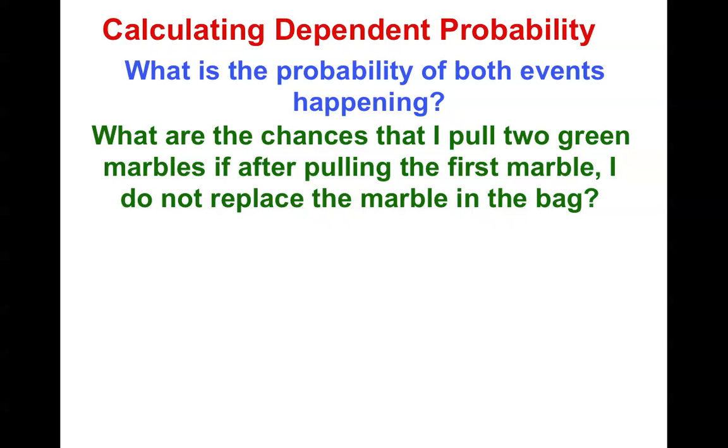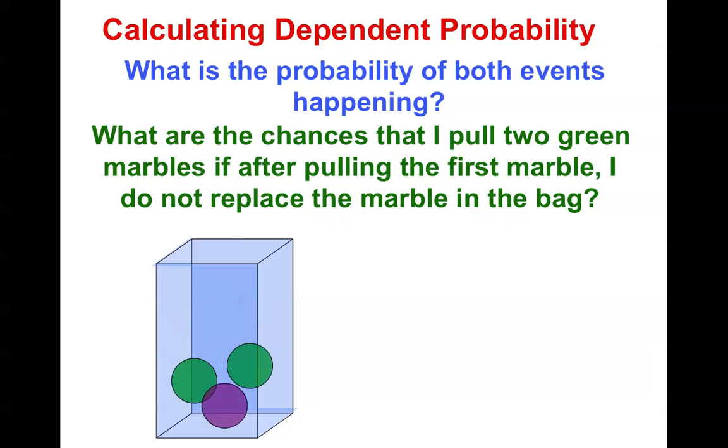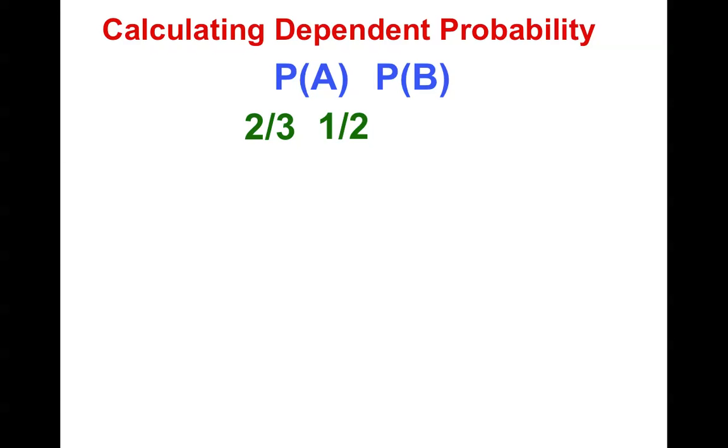What's the chance of both of these events happening, not at the same time, but one right after the other? Pulling 2 green marbles if I don't put the first marble back? We pulled the first marble at a 2 out of 3 chance, and the second marble at a 1 out of 2 chance. So the probability of event A stayed 2/3, but the probability of B became 1/2. When we multiplied these together, we got 2 out of 6.